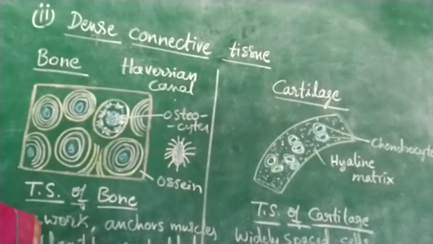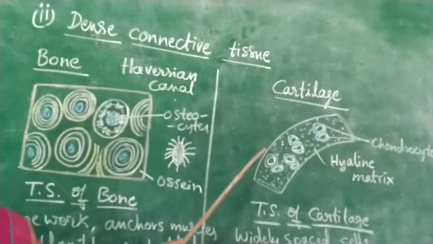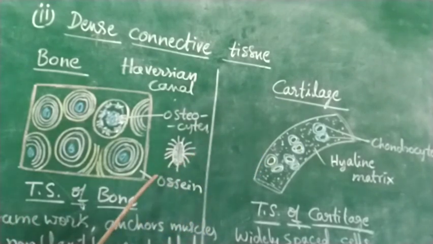Let us study the second type of connective tissue called dense connective tissue, which forms bone and cartilage. See, bone provides a framework to the entire body, where it also anchors muscles which supports all the internal organs.